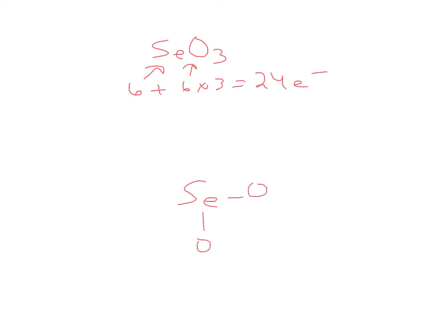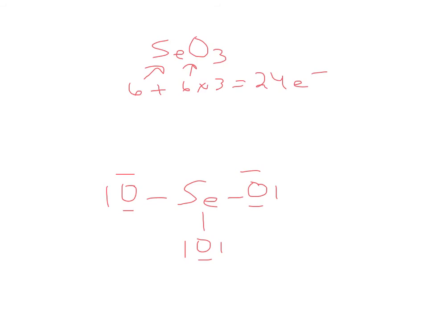Okay, so in this case, let's look at SeO3. This time we've got 6 electrons plus 6 times 3, and that all adds up to a total of 24 electrons that need to be depicted. So we've got Se in the center, and then O, O, and O, and let's distribute our electrons: 2, 4, 6, 8, 10, 12, 14, 16, 18, and then we've got 6 already, so there's 24 electrons.